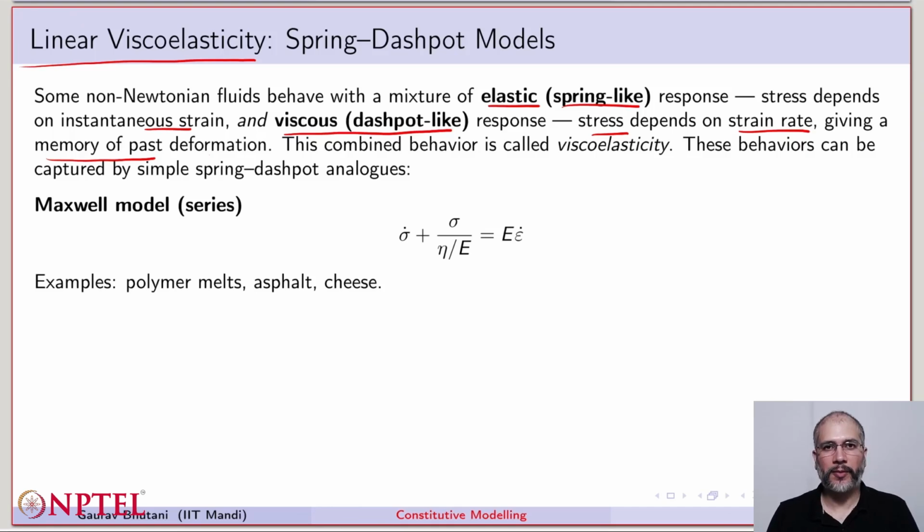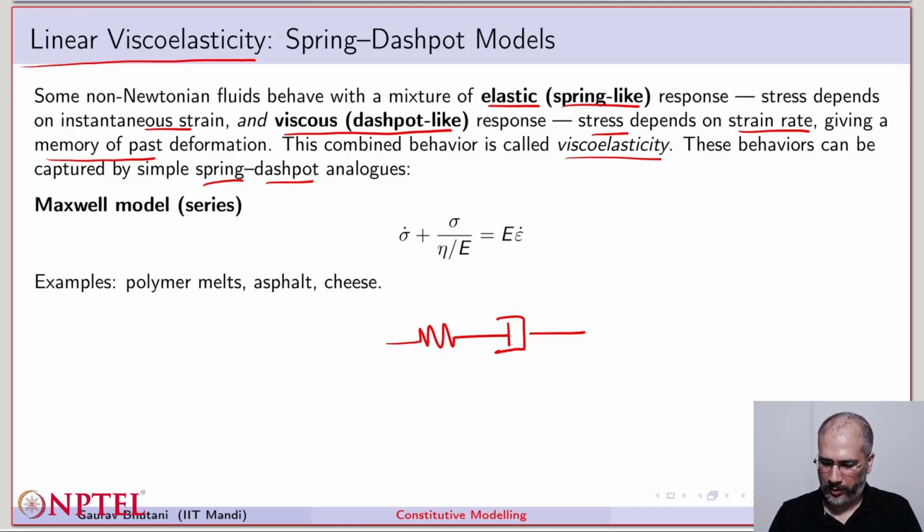This combined behavior of a viscous and an elastic type of behavior is called viscoelasticity. And then coming to the modeling of these, they are typically captured by using spring and Dashpot models. We briefly talked about the Maxwell and the Kelvin-Voigt models in the beginning of this module. In a Maxwell model, we have a spring in series with a Dashpot, and when we apply a stress, the stress equally goes to the two elements, but the two elements have different strains.